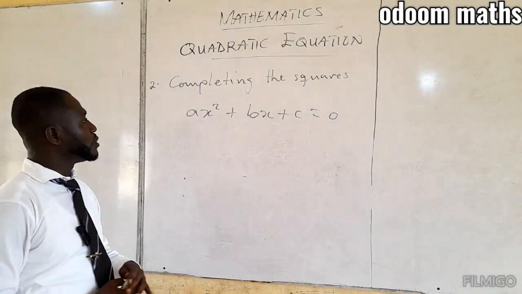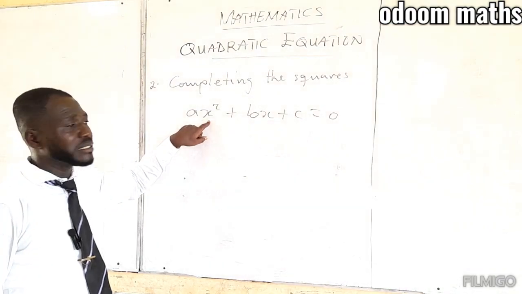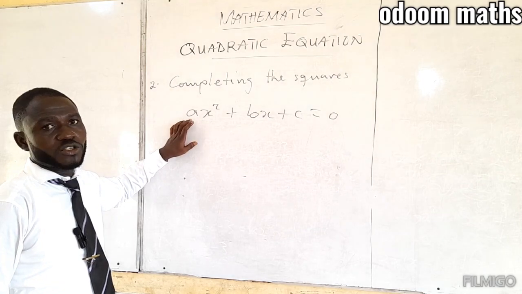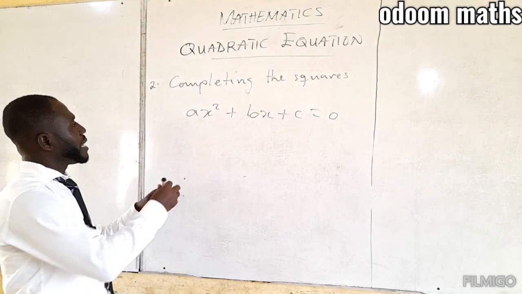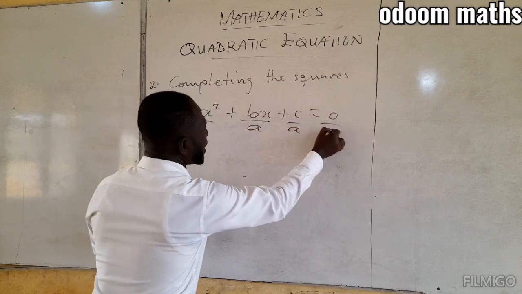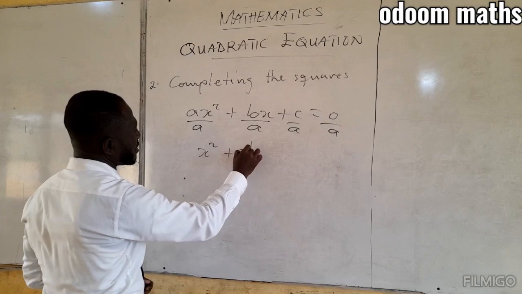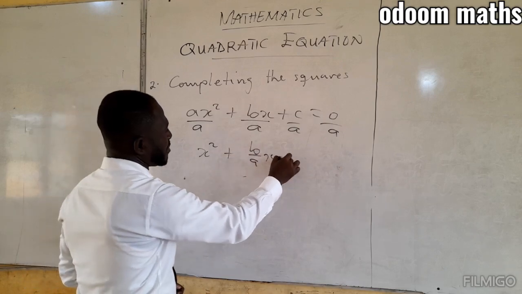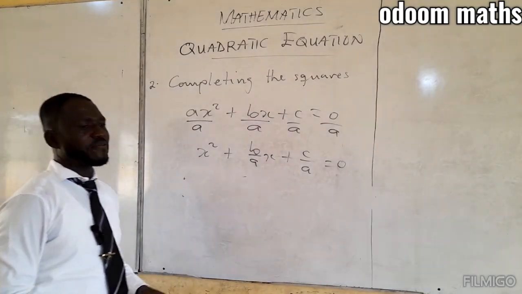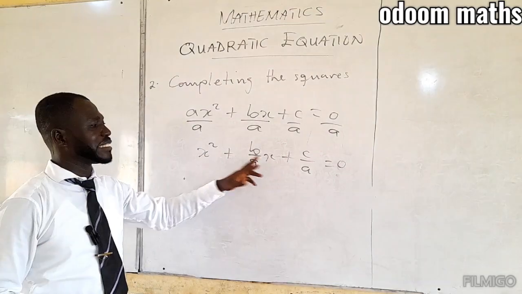The first thing we need to do is to make sure that the coefficient of x squared is 1. So how do we make this 1? That is making sure this a is not there. By doing so, we only divide all by a. So that is going to give us x squared plus b over a x plus c over a equals 0.